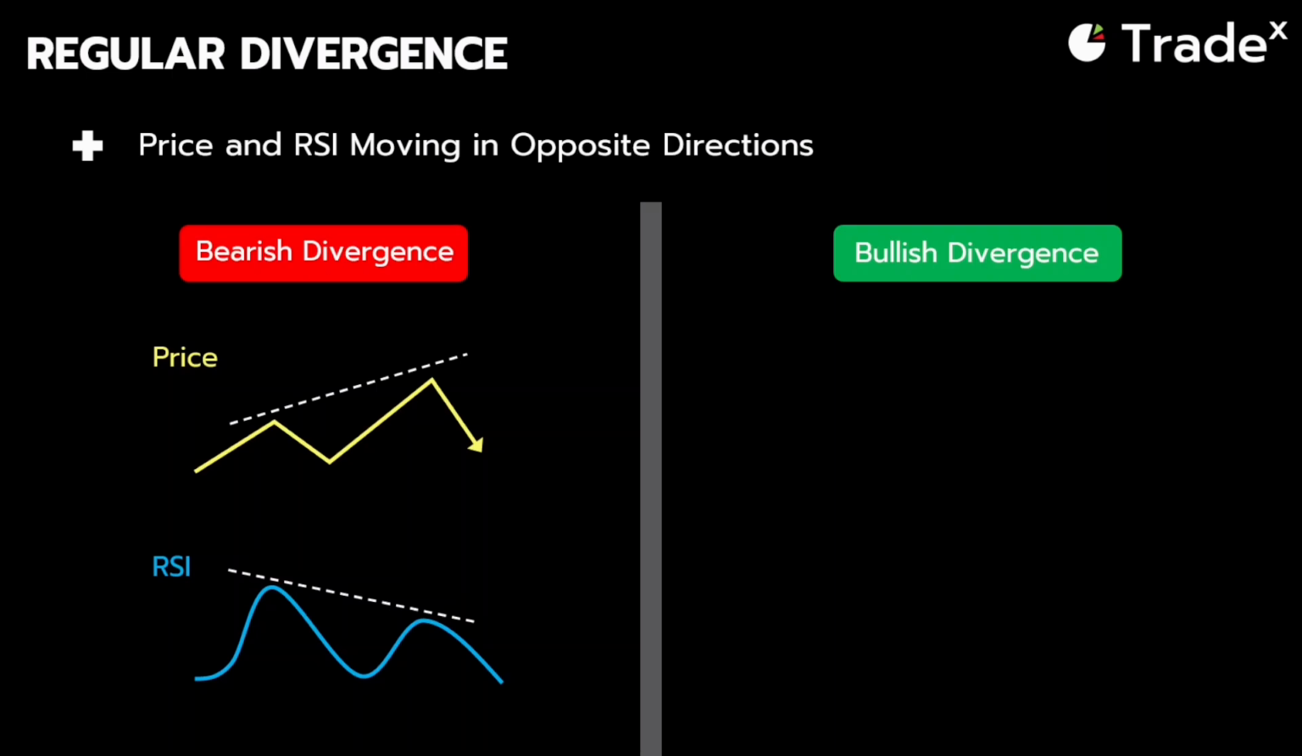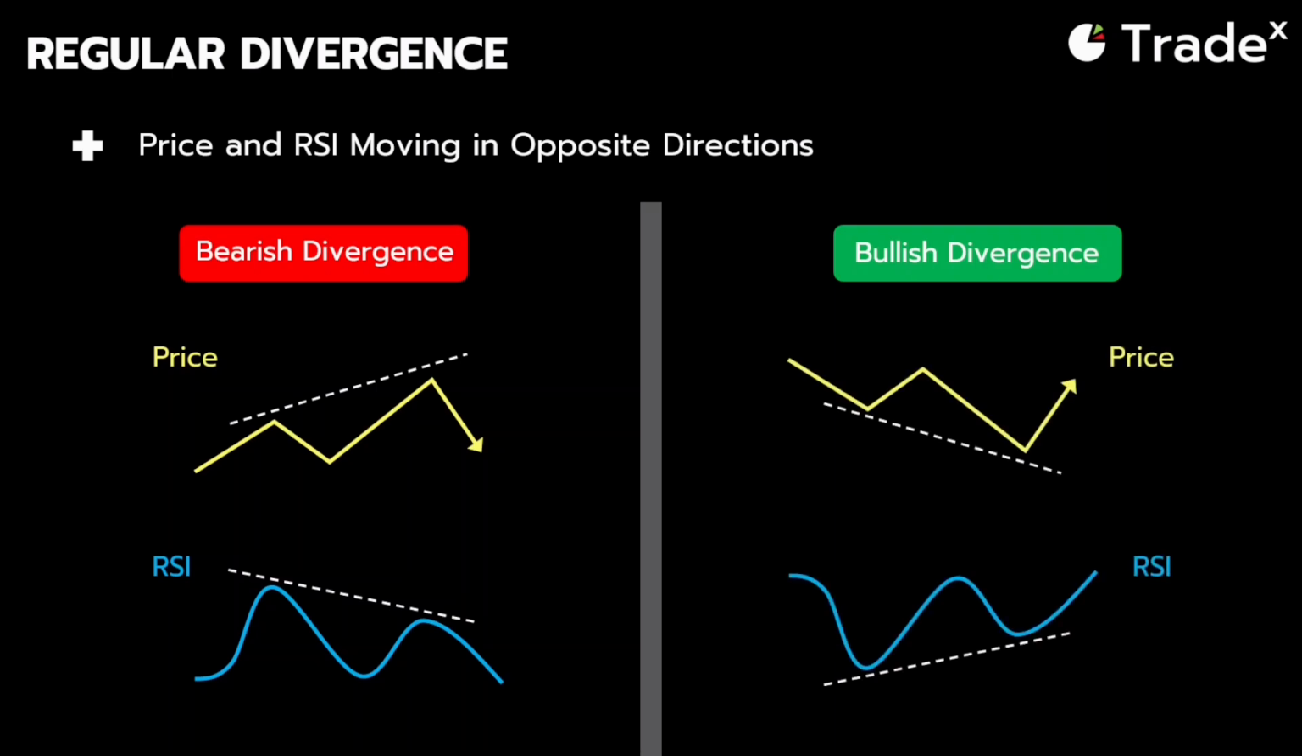On the other hand, we have bullish divergence. Here, the price makes a lower low, but the RSI forms a higher low. This indicates that, despite the price decline, momentum is building. It can signal that selling pressure is fading, potentially pointing to an upcoming bullish reversal.